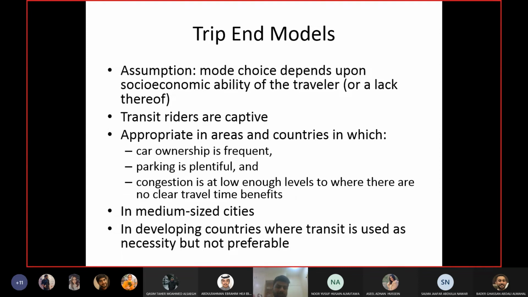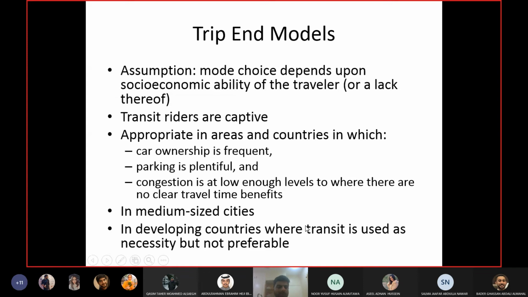But obviously, this is not the case in Bahrain as well. Even if you go by car, it will take less time than the bus at any hour of the day. And it can be applied to medium-sized cities, because in big cities you have more variation. Or in developing countries where public transit is not so good, so it is not the primary choice of the people. Whoever can afford a car or a bike will shift to a car or the bike.